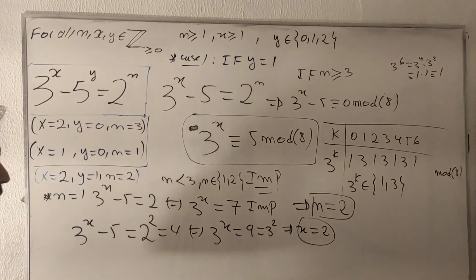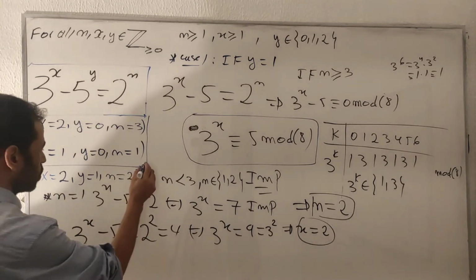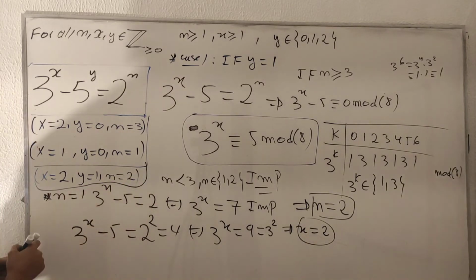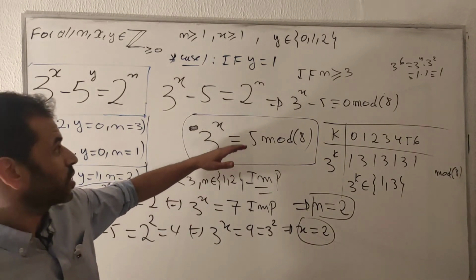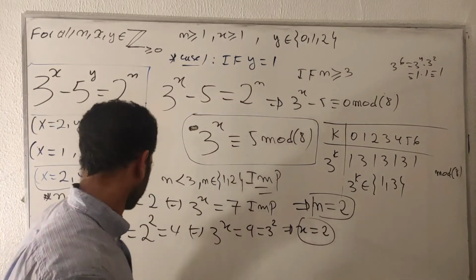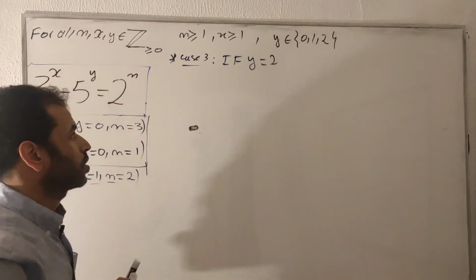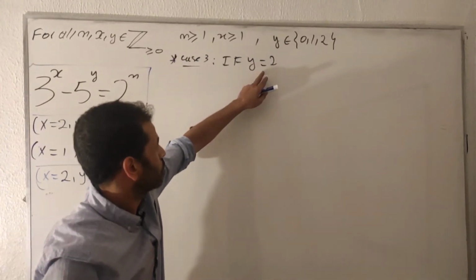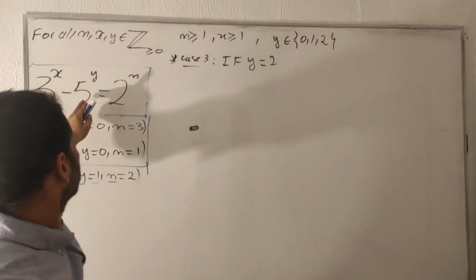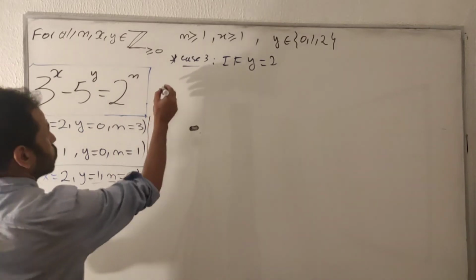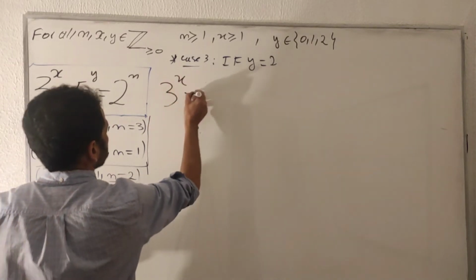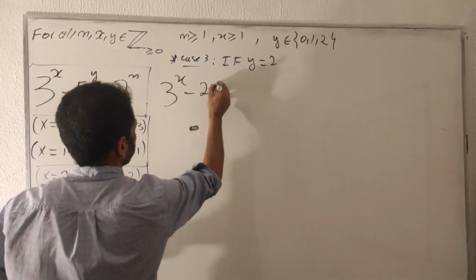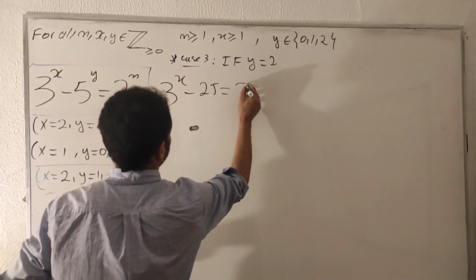Okay, so we found the third solution. Now let's move on to the last case, when we have y equals 2. So in the last case, which is case number 3, I'm simply going to do the same thing, replacing this value of y into the original one. I get 3 to the x minus 5 squared, which is 25, equals 2 to the n.